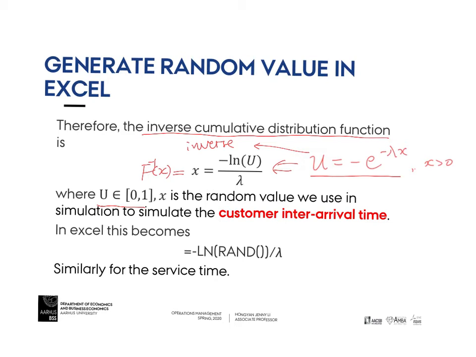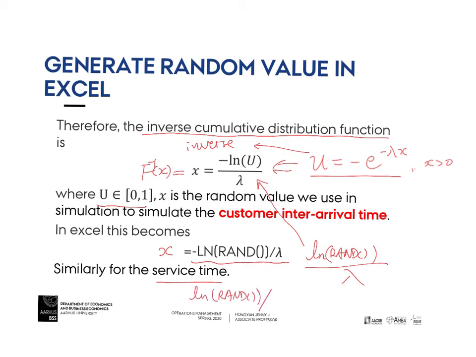If you want to generate random variates from an exponential distribution, then this is the formula: negative natural log of the random number, divided by lambda, directly from the derivation. This can also be used for service time, but for service time you have a parameter of mu, so you use the negative log of the random number divided by the service rate mu.